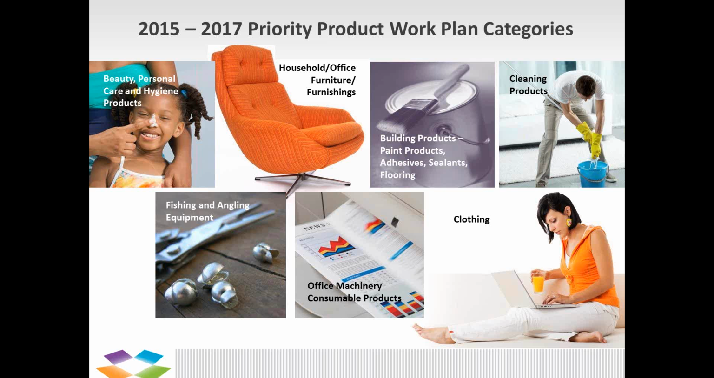Fourth, we have cleaning products. This covers a wide range of products, both in industrial and home use. Fifth, clothing, again, a broad category. And then we have 2 categories that are significantly narrower. Office machinery consumable products is really focusing on 3 things: inks and toners that are used in copy machines and office machinery, and thermal paper that is used for receipts.